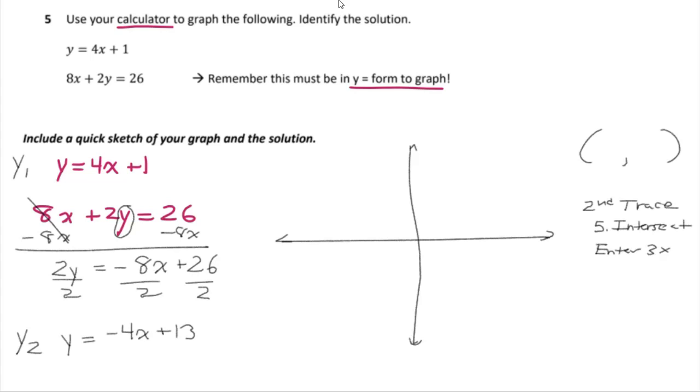So I'm going to leave this part blank for you to finish up at home, and then we'll go over the answers in class. I'll show you what the graph looks like. I'll show you what the answer is. All right, moving on to question 6. Pause the video if you need to copy any of this down.